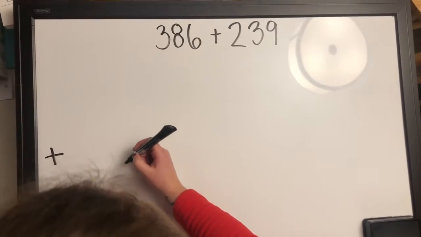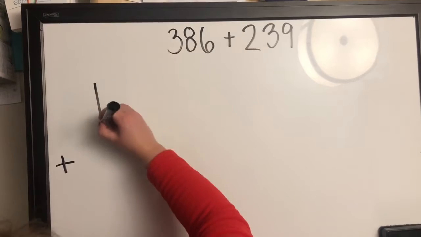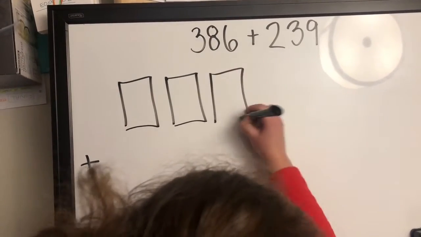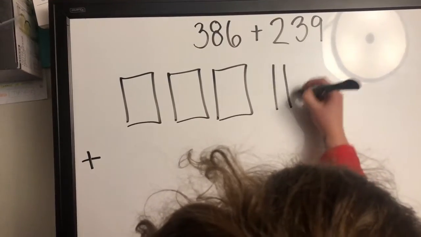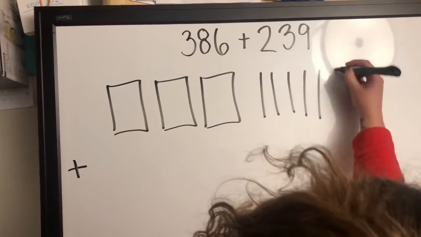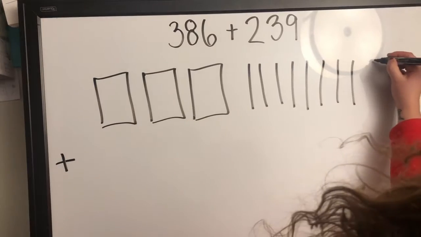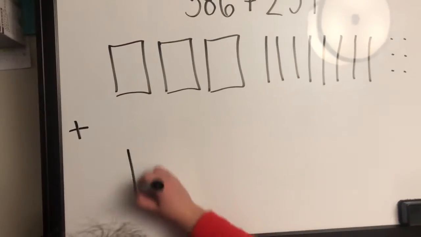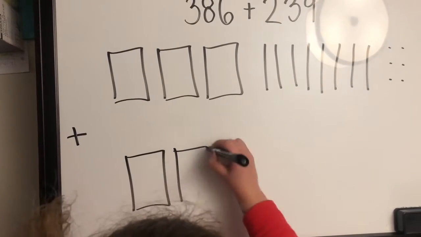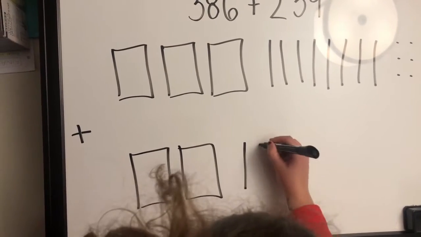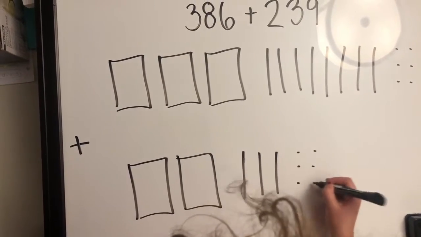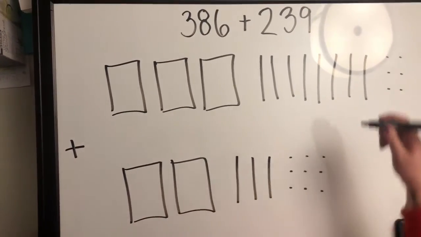Okay, so now I'm going to move on to my pictorial representation. So I'm going to draw out 386. There is my 300. 10, 20, 30, 40, 50, 60, 70, 80, 81, 82, 83, 84, 85, 86. And my 239. There's 200, 10, 20, 30, 1, 2, 3, 4, 5, 6, 7, 8, 9.